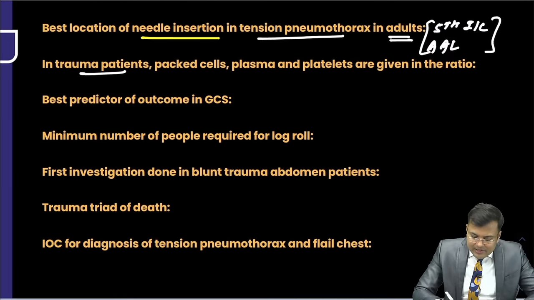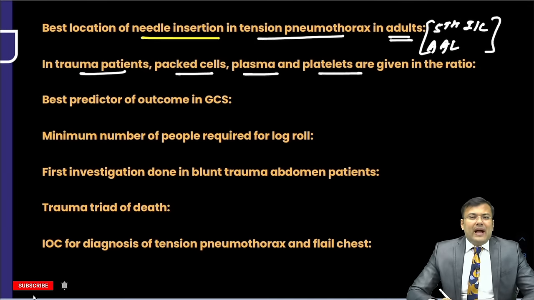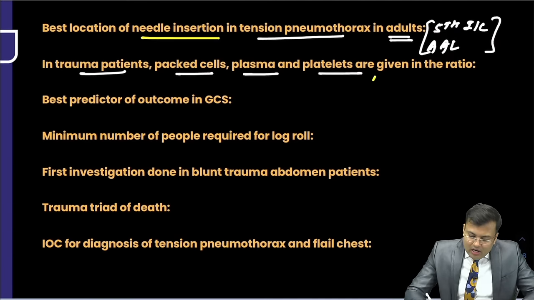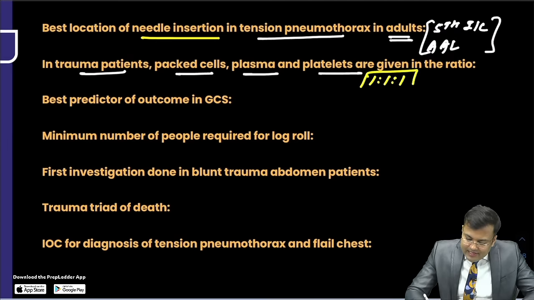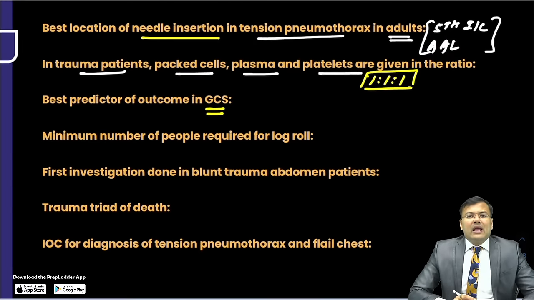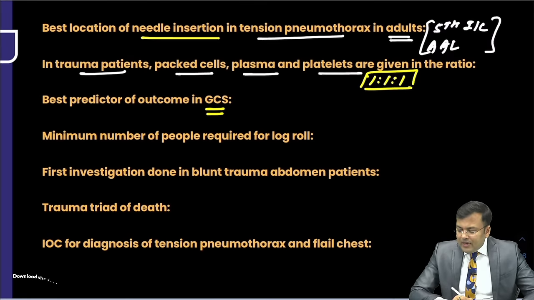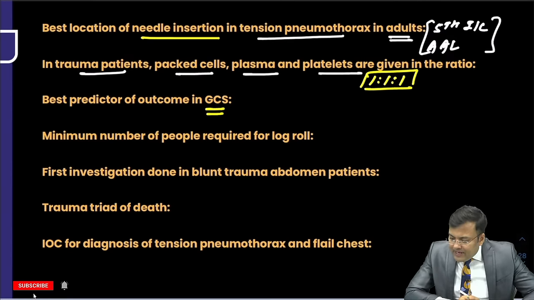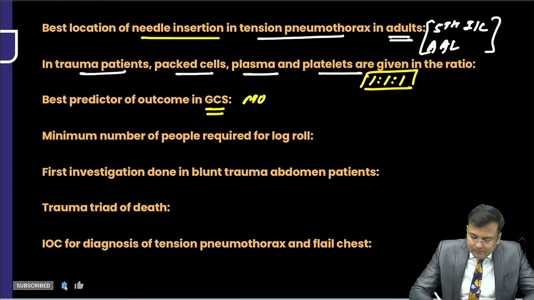Next, in trauma patients, packed cell, plasma, platelets are given in which ratio? 1:1:1. All of you are correct, guys. Very good. Frequently asked question. Next, best predictor of outcome in Glasgow Coma Scale, GCS. What is the best predictor of outcome in GCS? Yes, Priyanka Singh, very good. Motor response. It is motor response. Very good, guys.